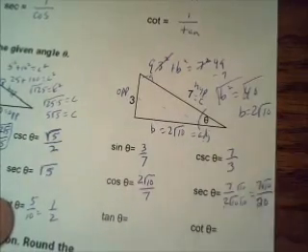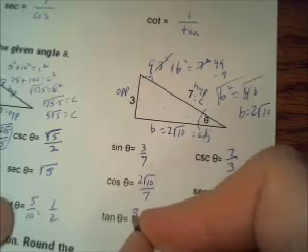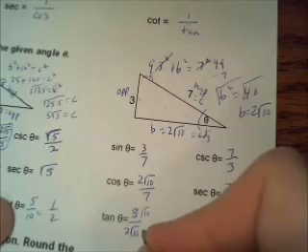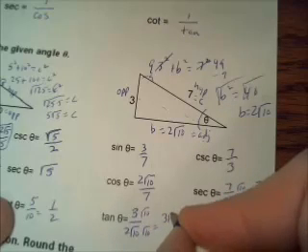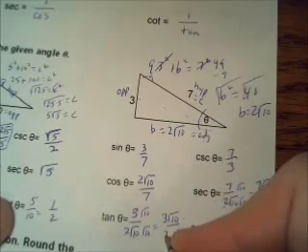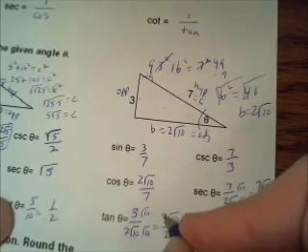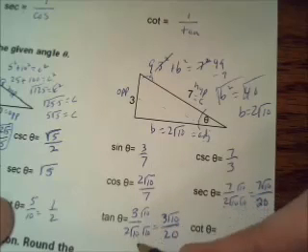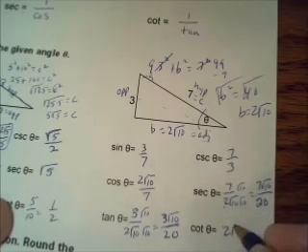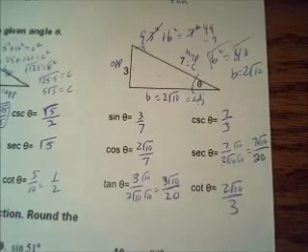Tangent, opposite over adjacent. Opposite is 3, adjacent is 2 square root of 10. Multiply top and bottom by the square root of 10 to rationalize the denominator, and you get 3 square root of 10 all over 2 times the square root of 10 times the square root of 10 is 10. 2 times 10 is 20. And then the cotangent is the flipped upside down, adjacent over opposite, which is 2 square root of 10 all over 3. And that's it for that section.